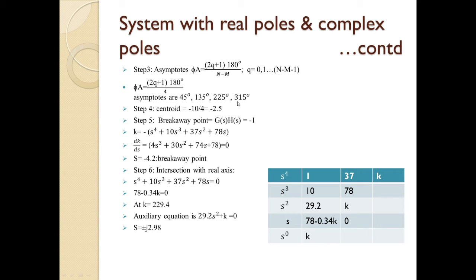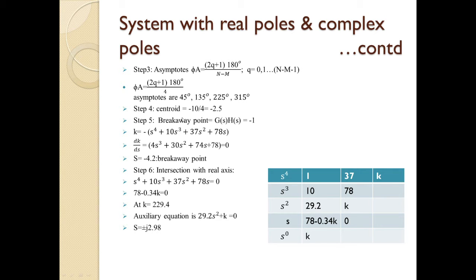Next, we need to find the centroid of the asymptotes. The centroid is the point of intersection of the asymptotes with the real axis, and it can be calculated as the summation of the real parts of the poles minus the summation of the real parts of the zeros, and the whole thing divided by the number of poles minus the number of zeros. If we put all the values, we get the centroid equal to minus 2.5.